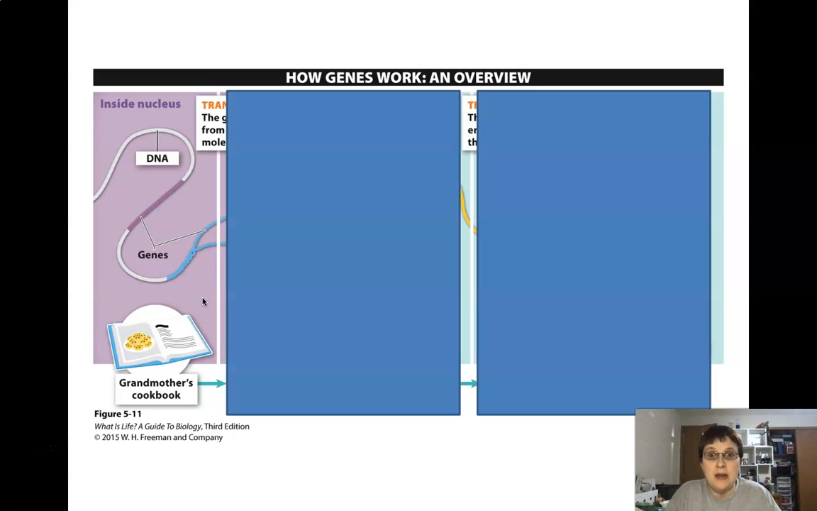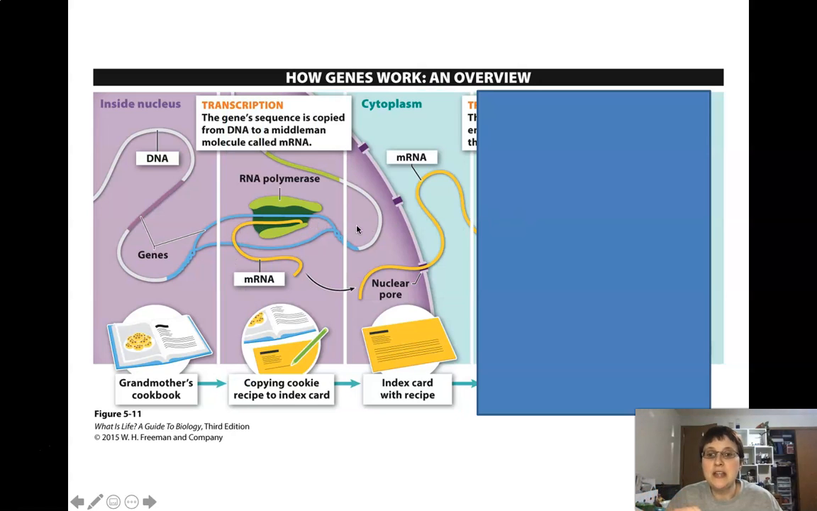We can make a copy, right? And that's what's going to happen with the central dogma, with how genes work. What you're going to have happen is you're going to get an enzyme. In this case, you can see it's called RNA polymerase. It's going to come in and it's going to make mRNA.